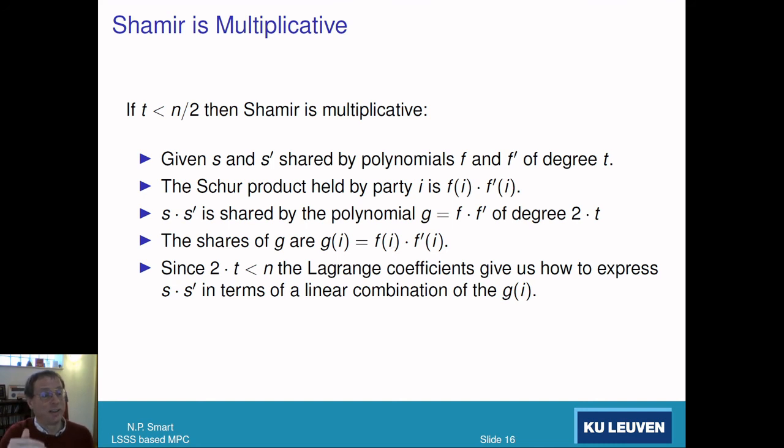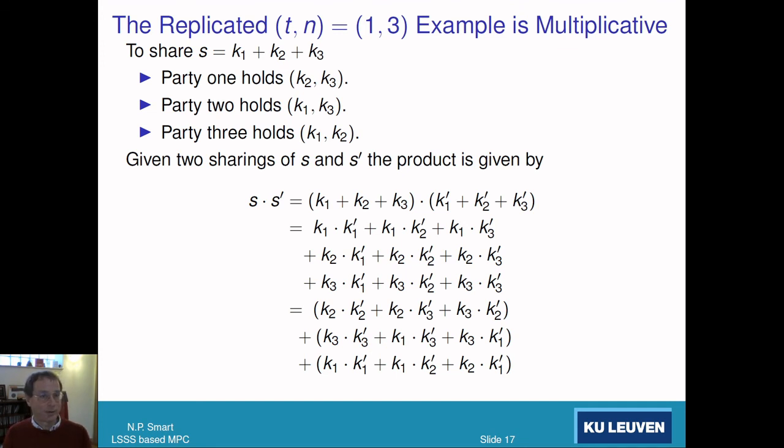And since 2t is less than n, the Lagrange coefficients for interpolation of a degree 2t polynomial allow us to express S times S dashed as a linear combination of the g_i. Okay, so in summary, the sharing of the product is given by a polynomial of degree 2t. Because 2t is less than n, we can do Lagrange interpolation on that polynomial g to express the product as a linear combination of the g_i. So Shamir is multiplicative. The replicated scheme we had for the 1-3 secret sharing scheme is also multiplicative.